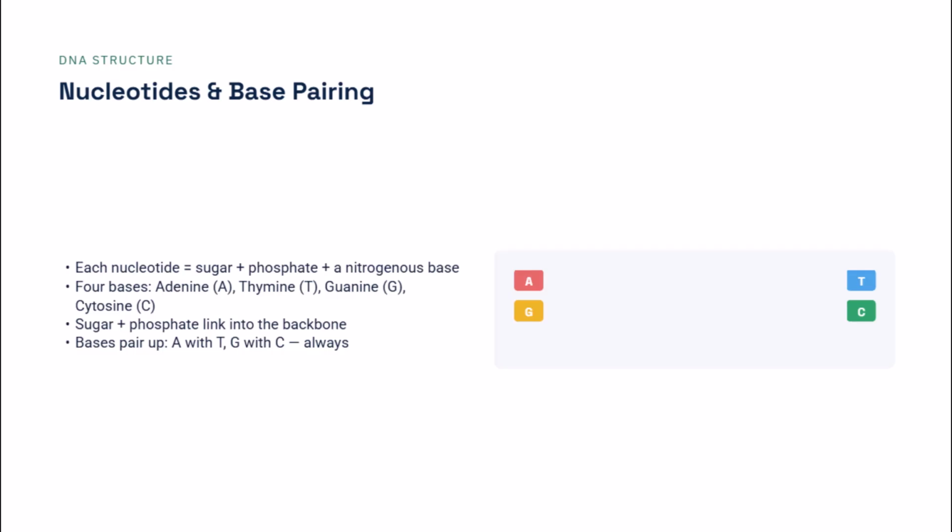The sugar and phosphate of each nucleotide link together to form a long chain, called the sugar-phosphate backbone, and the bases stick out from this backbone like rungs waiting to connect to a partner. Crucially, these bases pair up in a very specific way. A always pairs with T, and G always pairs with C. This is called complementary base pairing, and it's arguably the single most important rule in all of molecular biology. Everything from replication to reading genetic code depends on it.